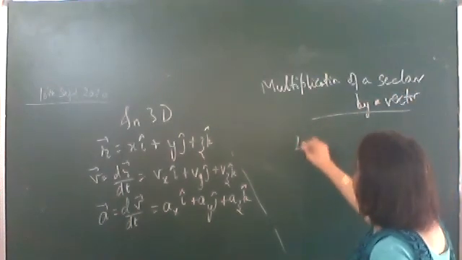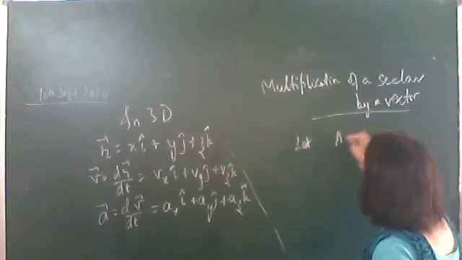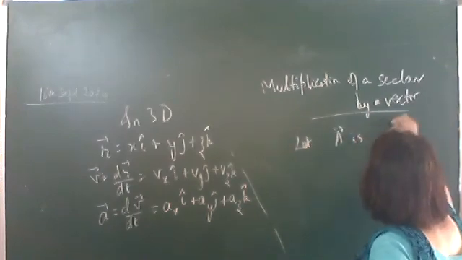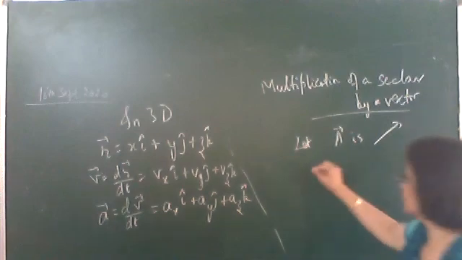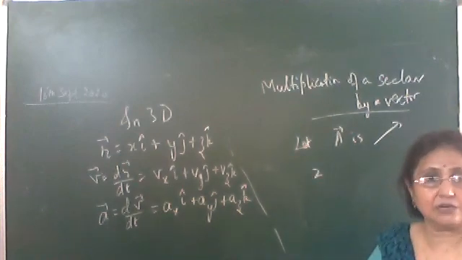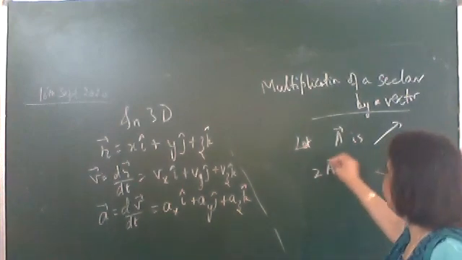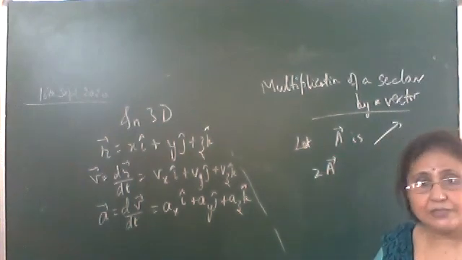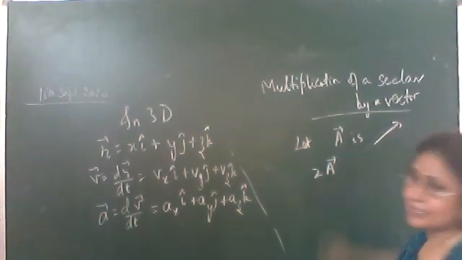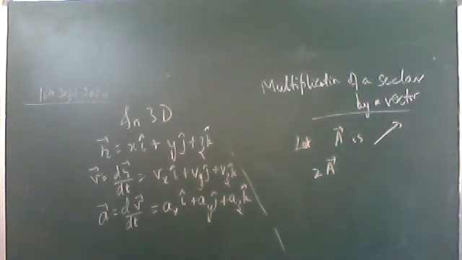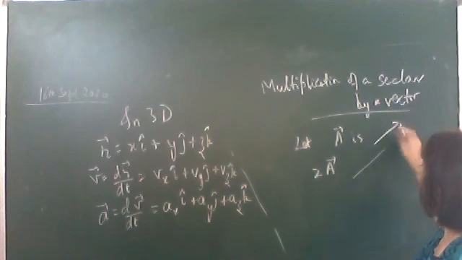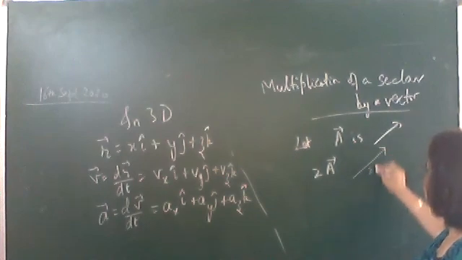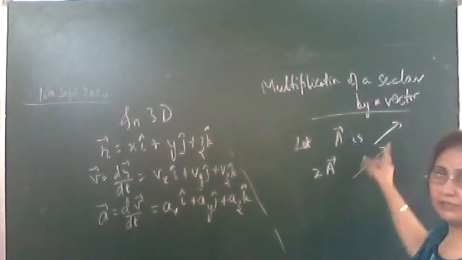Let us consider that there is a vector A. Let vector A be as shown. Now you multiply it by a scalar quantity. Let 2 be a scalar quantity, a number is a scalar quantity. Now let's find out 2A vector. So what happens? The magnitude gets doubled, whereas the direction will remain the same. So what will be 2A vector? Magnitude will be doubled and the direction will remain the same.